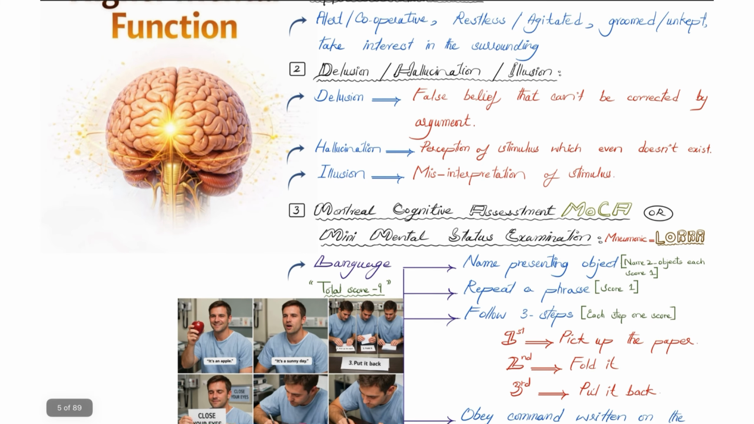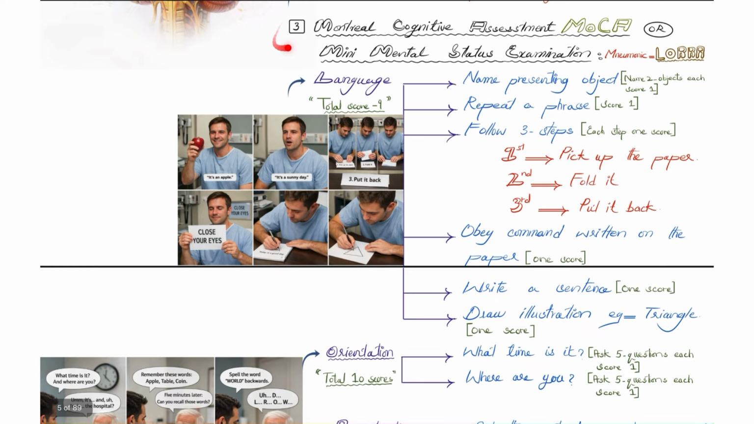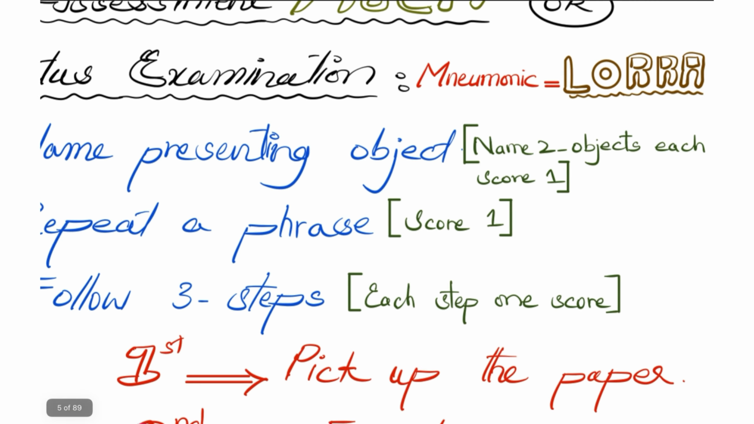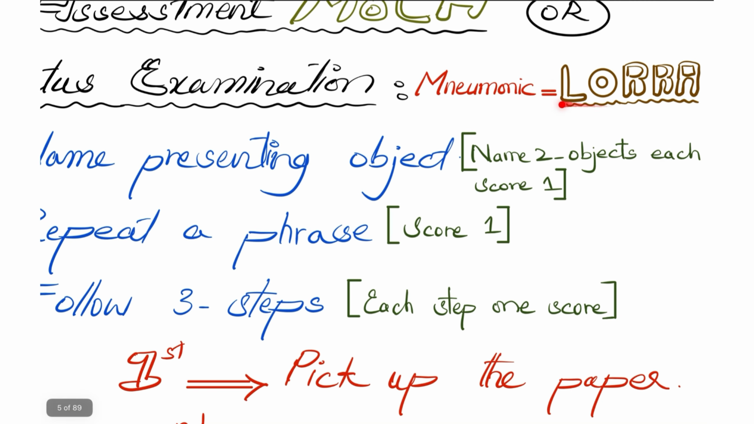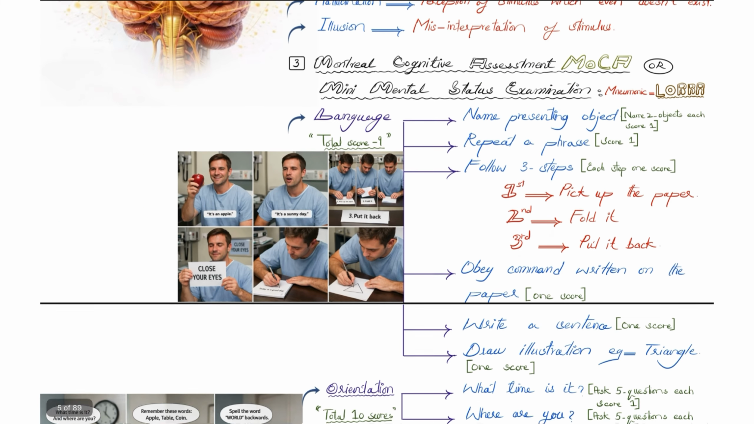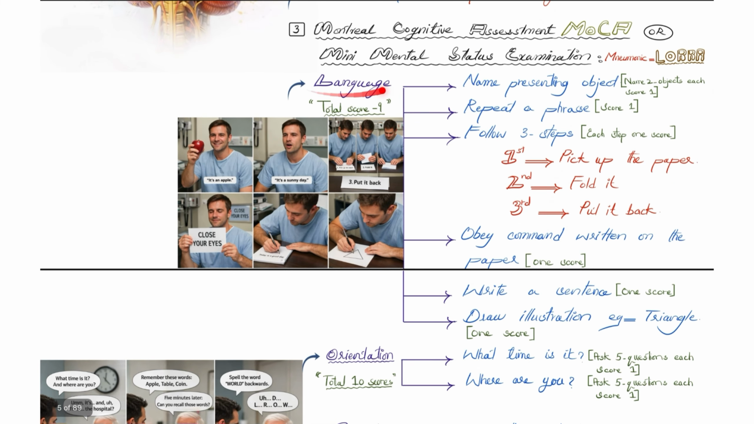Then the third thing that you have to do in higher mental function examination is the Montreal cognitive assessment, which is a modified form of the mini mental status examination. You should remember the mnemonic LORA. L stands for language, O stands for orientation, R stands for registration, the next R stands for recall, and A stands for attention. The first parameter in the Montreal cognitive assessment is language, and the total score is 9.